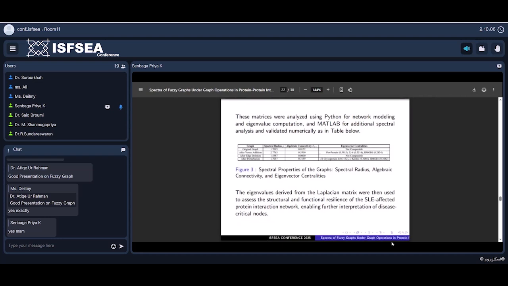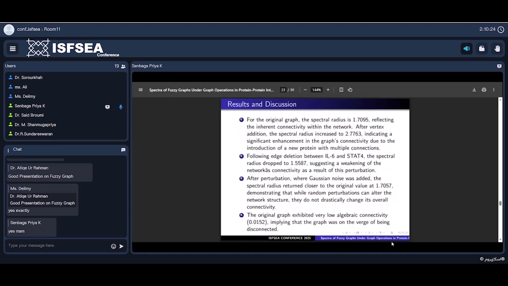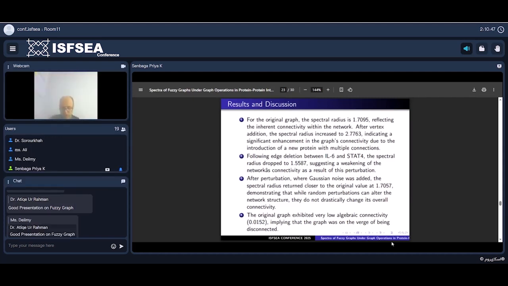Spectral properties of graphs include spectral radius, algebraic connectivity, and eigenvector centralities. These eigenvalues derived from the Laplacian matrix were then used to assess the structural and functional resilience of the SLE-affected protein interaction network, enabling further interpretation of disease-critical nodes. For the original graph, the spectral radius is 1.7095, whereas after vertex addition it increased to 2.7763, indicating a significant enhancement in the graph's connectivity due to the introduction of a new protein with multiple connections. Following edge deletion between IL-6 and STAT4, the spectral radius dropped to 1.5587.